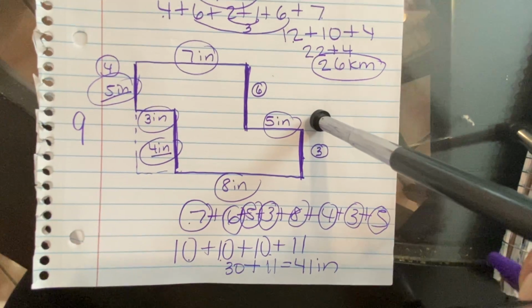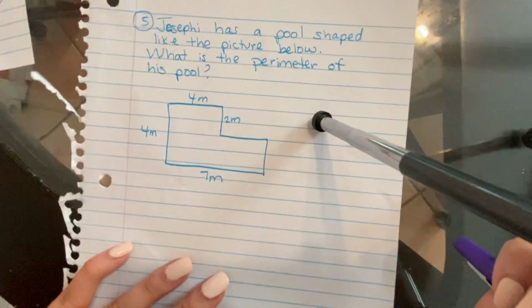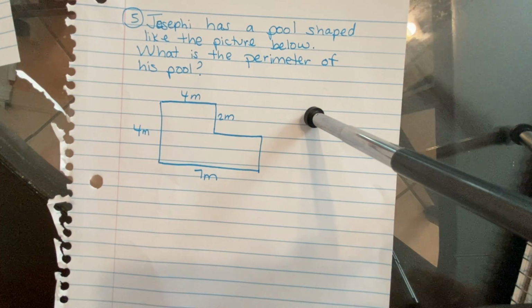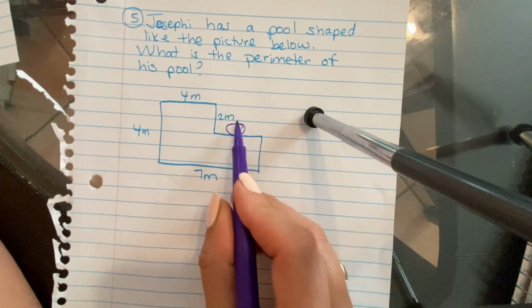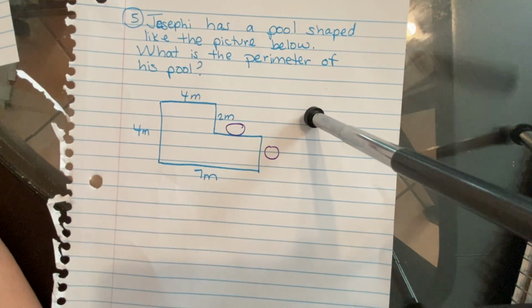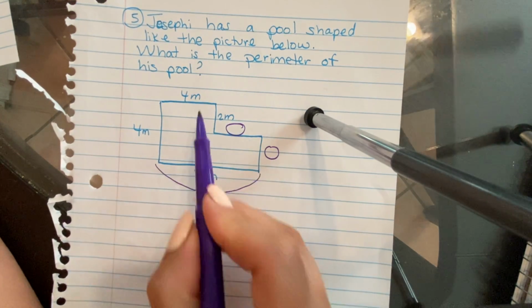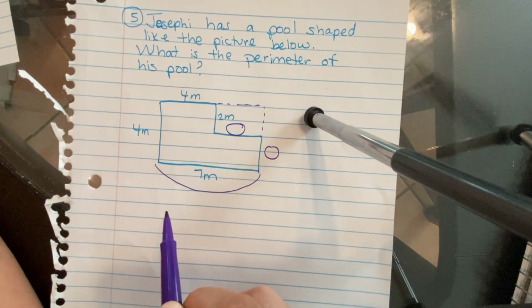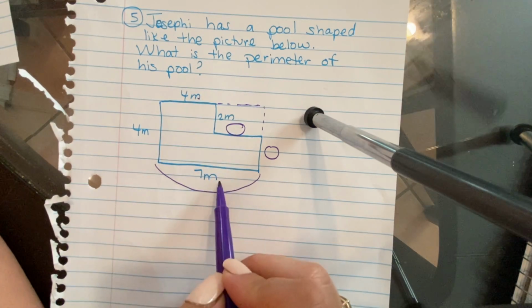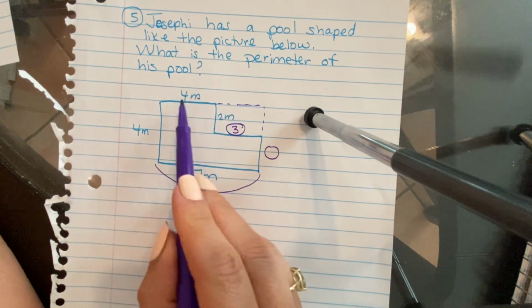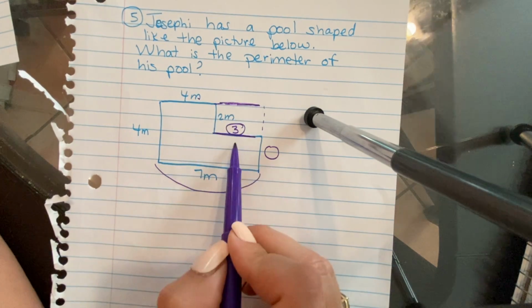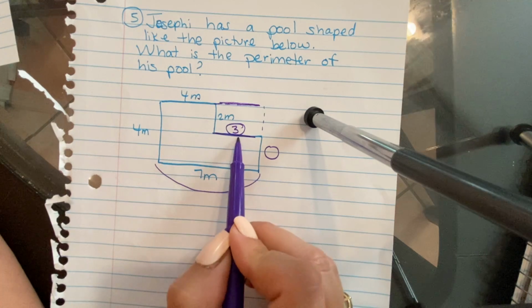All right, the last one. Giuseppe has a pool shaped like the picture below. What's the perimeter of the pool? Okay, so I'm missing this side length and I'm missing this one. Okay, so this one wasn't that bad. If this is 7, this whole thing, let me just draw this in, needs to be 7 too. What can I add to 4 to get to 7? 3. 4 plus 3 is 7. I'm just bringing this down. This just missing piece is down here.